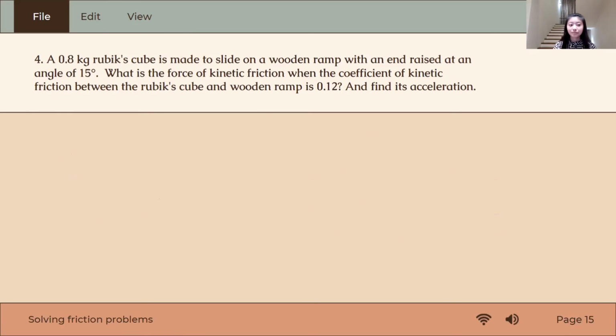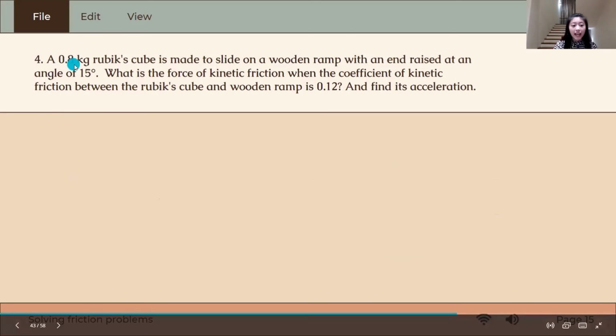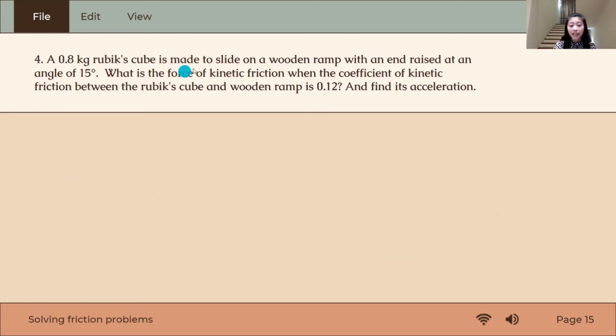Final questions. A 0.8 kilogram Rubik's Cube is made to slide on a wooden ramp with an end raised at an angle of 15 degrees. What is the force of kinetic friction when the coefficient of kinetic friction between the Rubik's Cube and wooden ramp is 0.12? And find its acceleration. Given m equals 0.8 kilograms, theta equals 15 degrees, mu equals 0.12, find F and A.